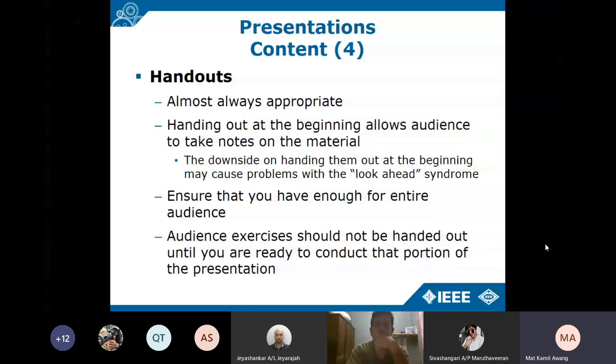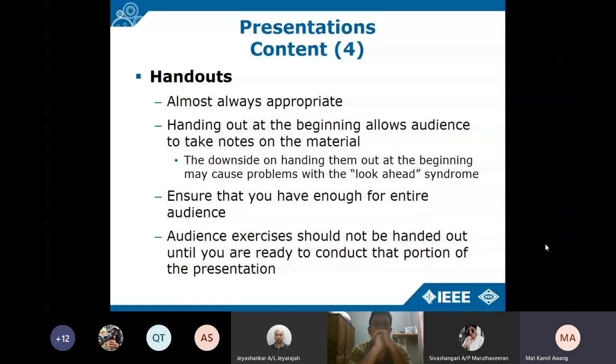And also make sure that you have enough for the entire audience. If your audience is 100, then you prepare for 100, not just 50, for example. And the exercises should not be handed out until you are ready to conduct that portion of the presentation. So if you go to training, for example, they have separate handouts for the exercises, and they only hand these out when it comes to that portion. When you want to do the exercise, then they hand it out for you to do. So they did not give it beforehand.